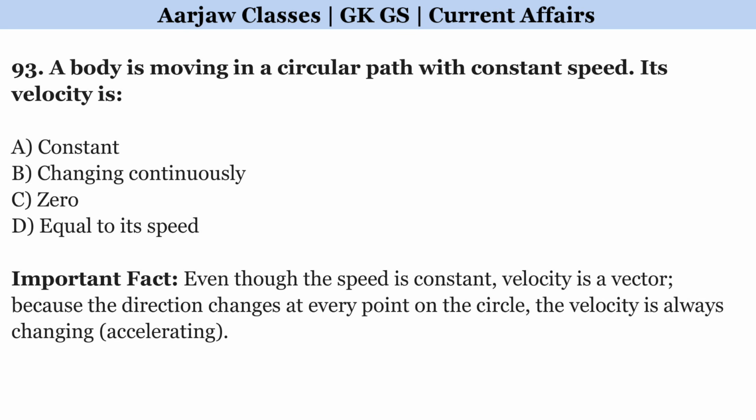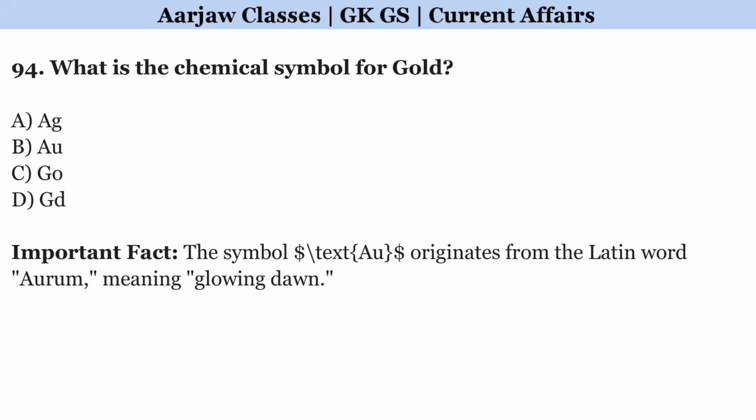A body is moving in a circular path with constant speed. Its velocity is? Correct option is B. Changing continuously. What is the chemical symbol for gold? Correct option is B.